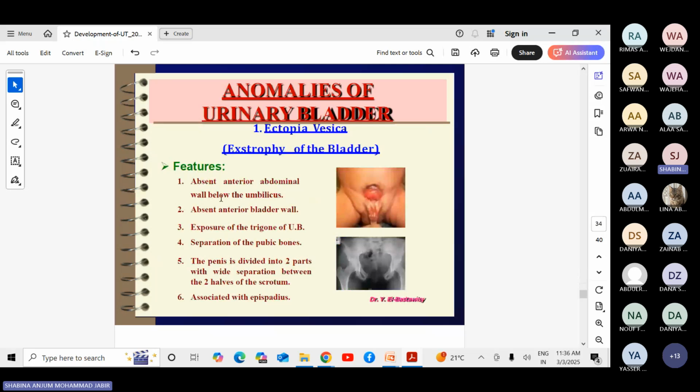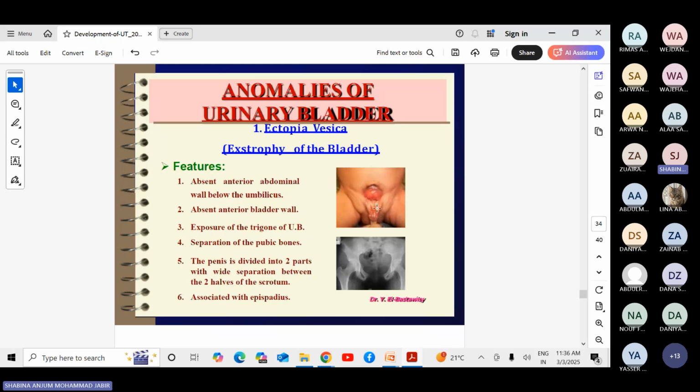So in one condition there is absence of the anterior abdominal wall below the umbilicus. In that condition, what will happen? The urinary bladder will be exposed to the exterior because there is no anterior abdominal wall. Generally, there is exposure of the trigone of the urinary bladder. There will be separation of the pubic bone because this is also not developed. The penis also will be divided into two parts, and there will also be separation of the scrotum.